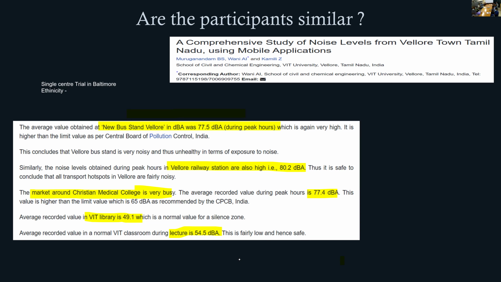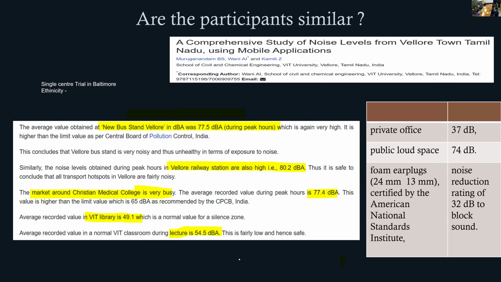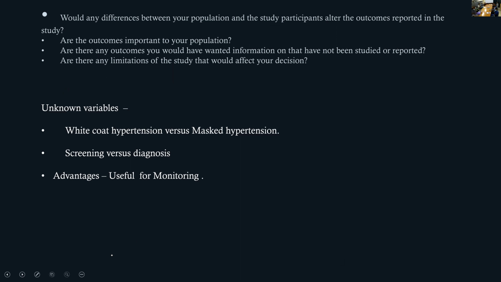It's probably we can extrapolate like that. This is what they looked at in the study. Their private office was 37, which is lesser than this. Their public space was 74, which is probably comparable to the outside market. And the earphones which they used actually reduced it to 32 decibels. So probably this setting is similar to our setting.